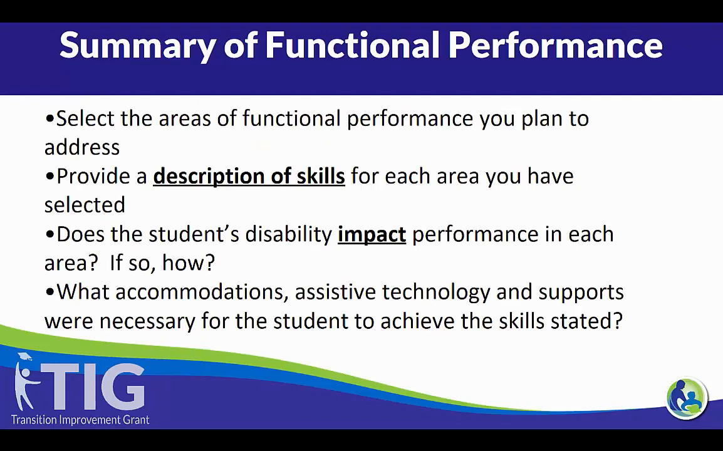Summary of functional performance. Select the areas of functional performance you plan to address. Provide a description of skills for each area you have selected. Does the student's disability impact performance in each area? If so, how? What accommodations, assistive technology, and supports were necessary for the student to achieve the skills stated?